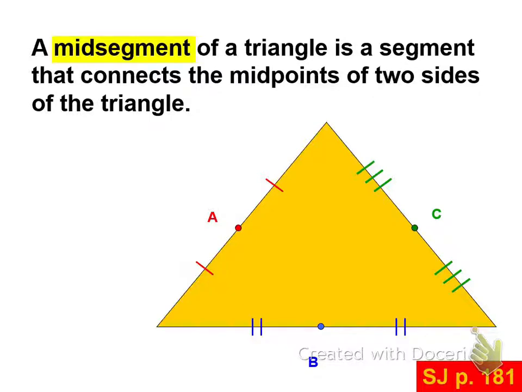Here's all a midsegment does. It connects the midpoints of two sides of the triangle. So some people wing it, some people use their ID badge, but you're going to connect the dots from one midpoint to the other midpoint. So a midsegment of a triangle is a segment that connects the midpoints of two sides of the triangle. Same thing here, BC, and then CA.